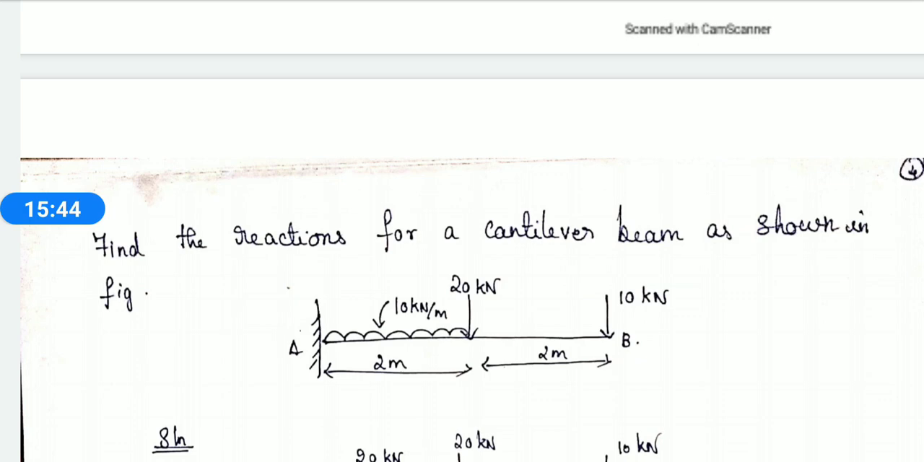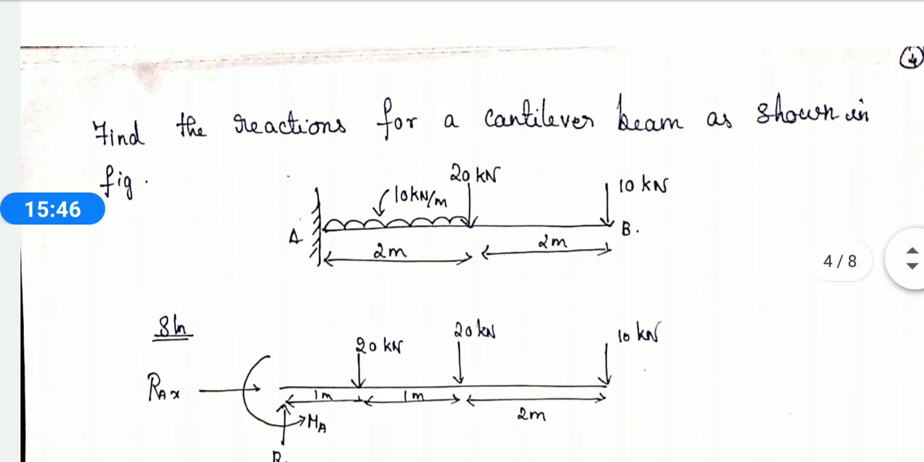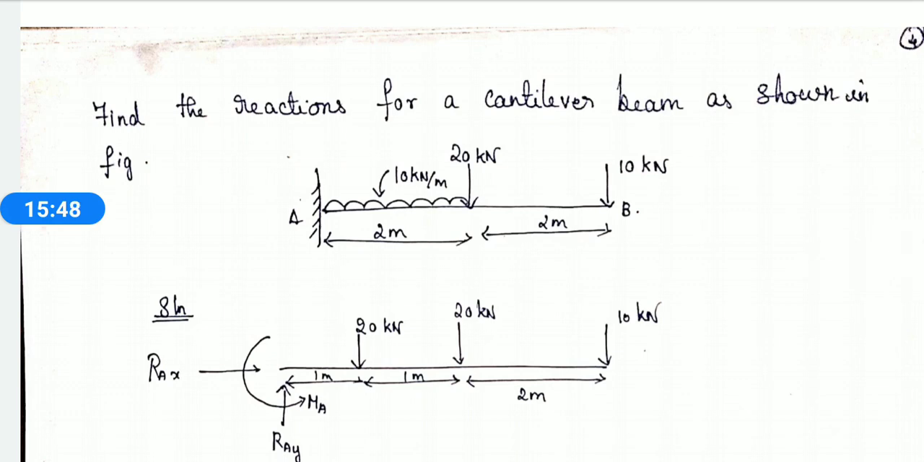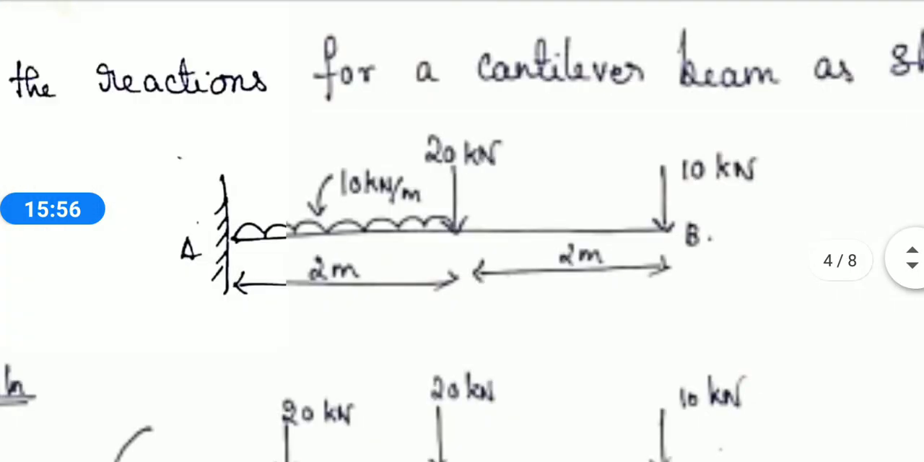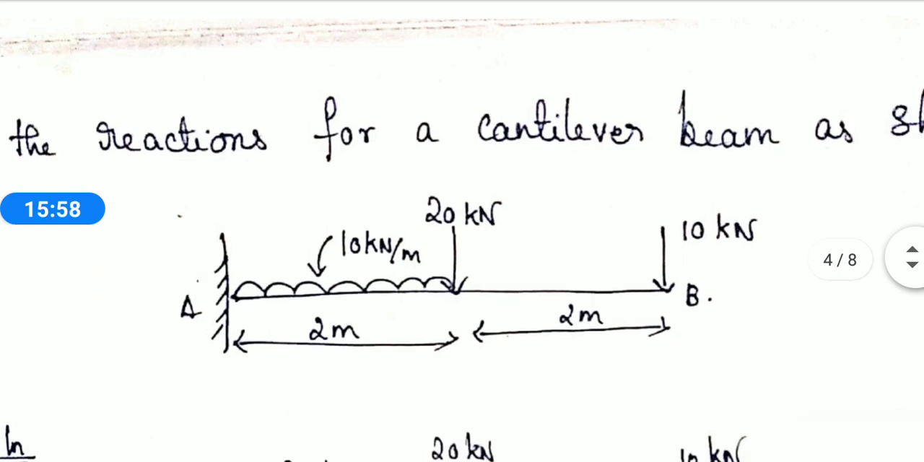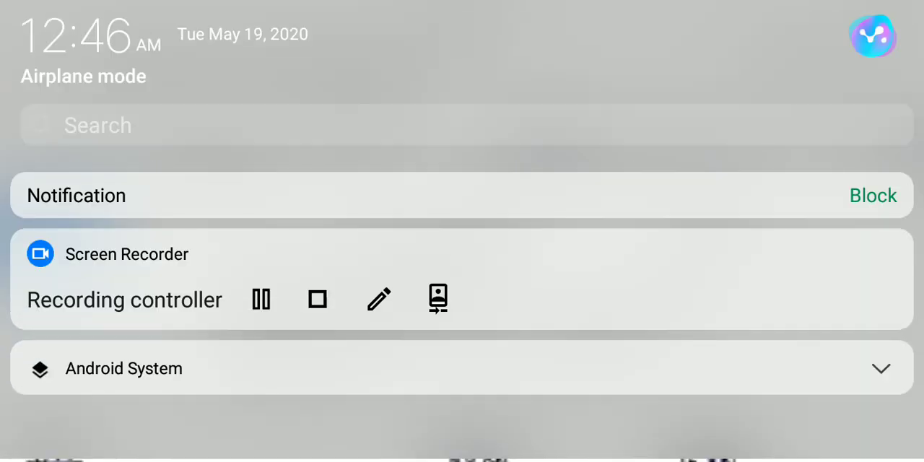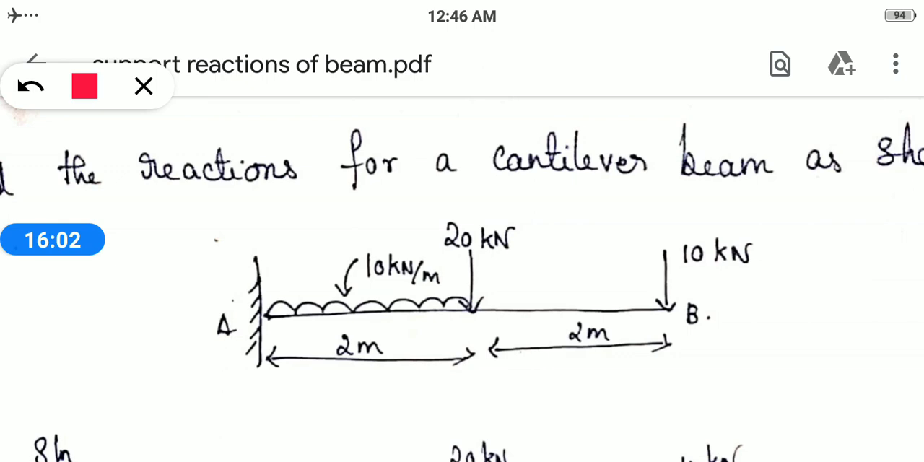Find the reactions for a cantilever beam as shown in figure. What is a cantilever? One end is fixed and the other end is free. So in this cantilever also there are combinations of sums. See the question carefully. In this, reactions will vary because one end is fixed and the other end is free.